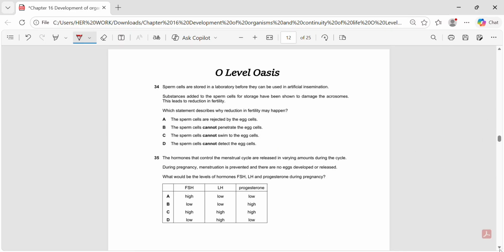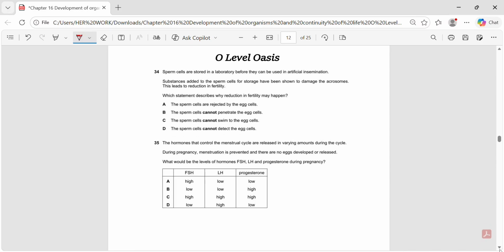Next, sperm cells are stored in a laboratory before they can be used in artificial insemination. Substances added to the sperm cells for storage have been shown to damage the acrosomes. This leads to reduction in fertility. Which statement describes why reduction in fertility may happen? The correct answer is B, the sperm cells cannot penetrate the egg cells. This means that the acrosome contains enzymes needed to break through the egg, so if it is damaged, fertilization cannot occur.